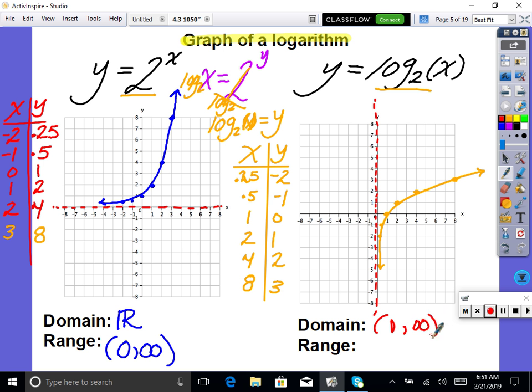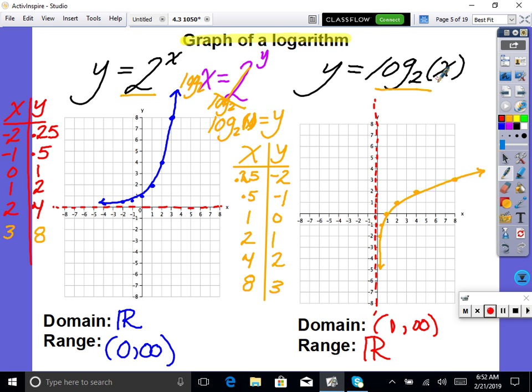No. Okay, and then what would our range be? Yep, all real numbers. So guys, this was a parent function of a log base 2. Looking at this right here, we know that the domain is from 0 to infinity. This will always be true for all logarithms that don't have a shift left and right.